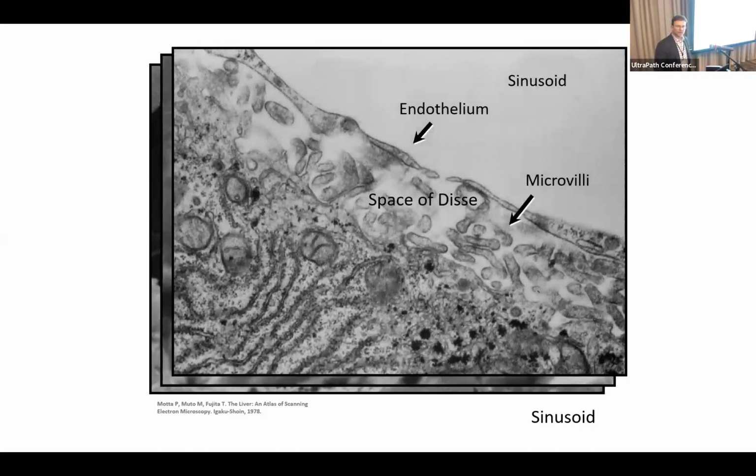And here by TEM, in more of a cross-sectional arrangement, our sinusoid lumen is here. Here's the endothelium, with microvilli coming off of the hepatocytes, and this is the space of Disse. In this area there's a lot of exchange of macromolecules that can fit between those fenestrations. And this is where lymph is produced. I think about 90% of our lymph is produced in the liver, and it works its way through this space of Disse into the lymph and then drains into the lymphatic systems.